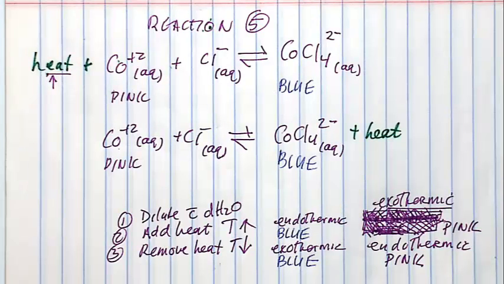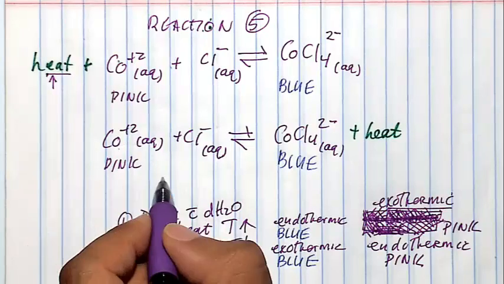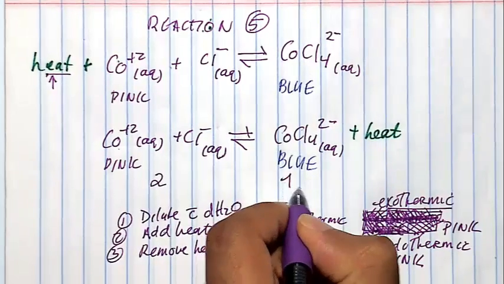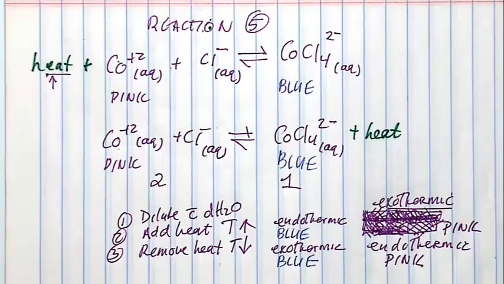With deionized water, as we stated and alluded to before, the net effect to countervail the dilution is to go to the side of the reaction that is more concentrated. So here you have 2 moles on the reactant side. Here you have 1 mole on the product side. So the equilibrium will shift to whichever side is more concentrated.